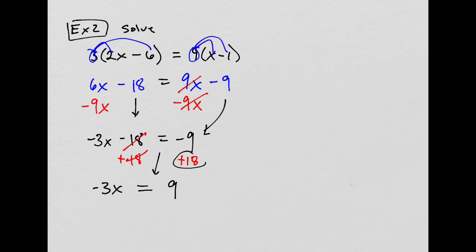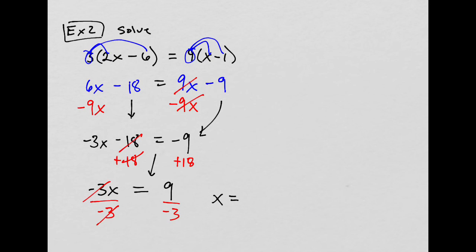And then I would lastly divide by negative 3 on both sides. So that goes away, and I have, let's see, x equals 9 divided by negative 3, that is negative 3. And there we go. A positive divided by a negative is a negative. And that's all you do.